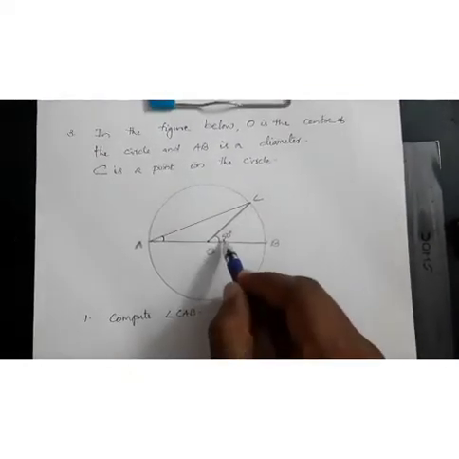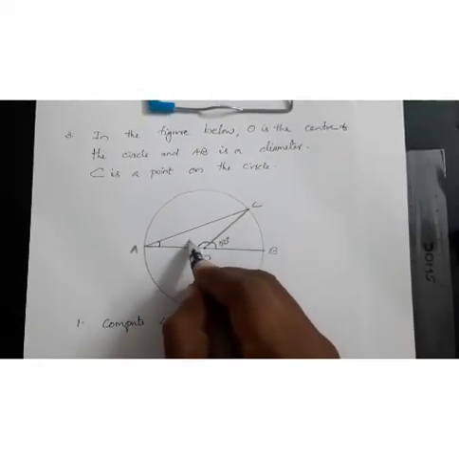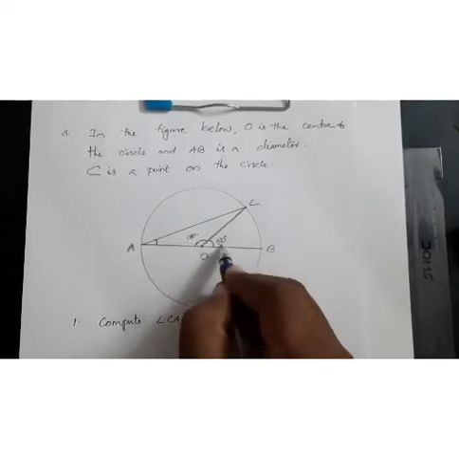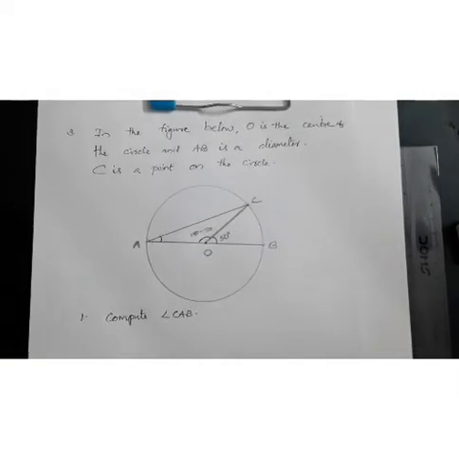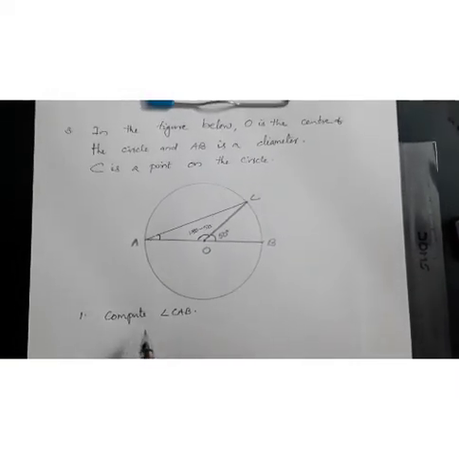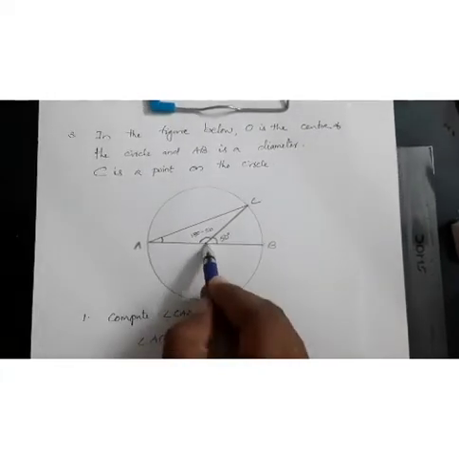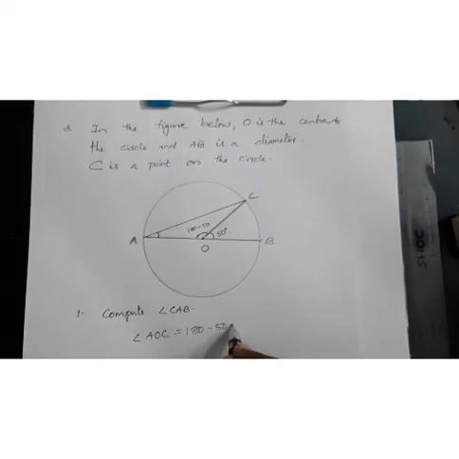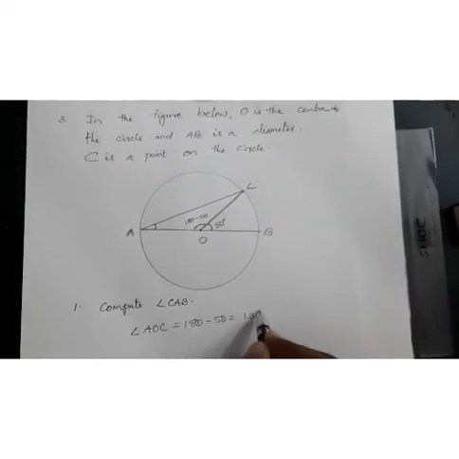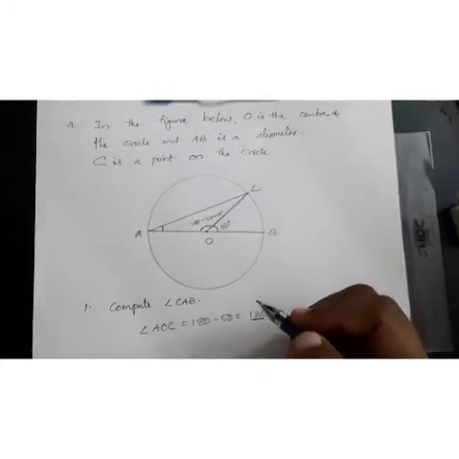So here the angle is 50. What about this angle? Which is 180 minus 50. So how much will you get? 130 you will get. So angle AOC is equal to 180 minus 50. It will be 130 degree. So it should be 130 degree.